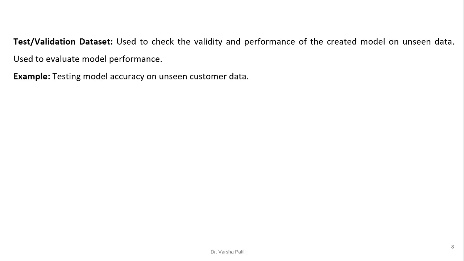After this, we do the validation, which is used to check the validity and performance of the created model on unseen data, which is basically used to evaluate the model performance. So if the model works very well on the validation data set, it means that it will work very well on unseen data in the future. That is nothing but testing model accuracy on unseen customer data.